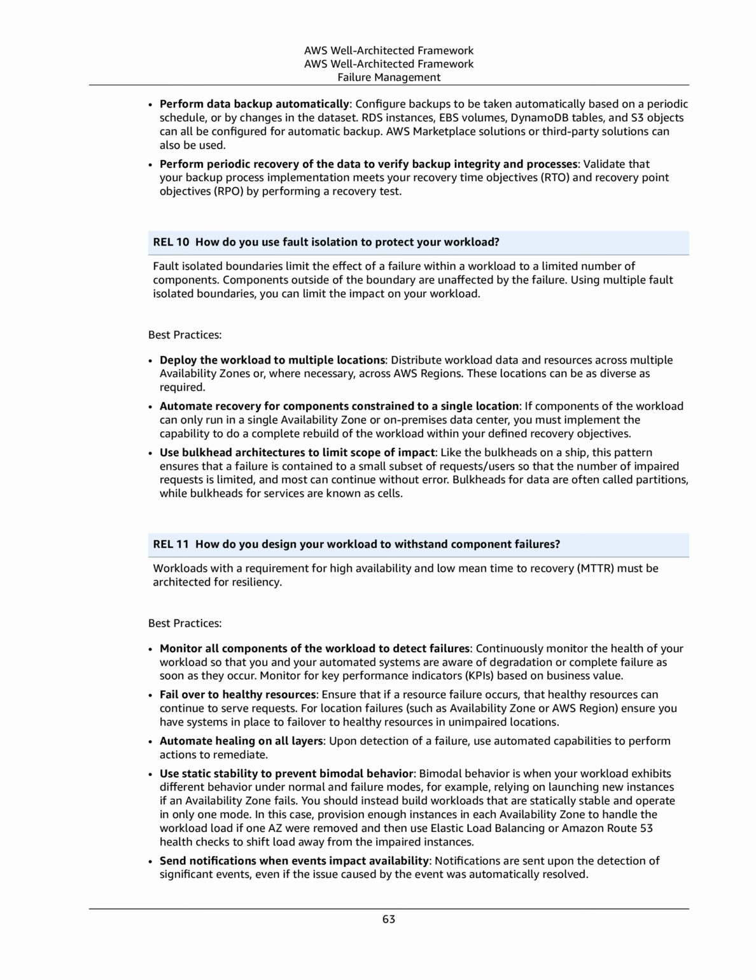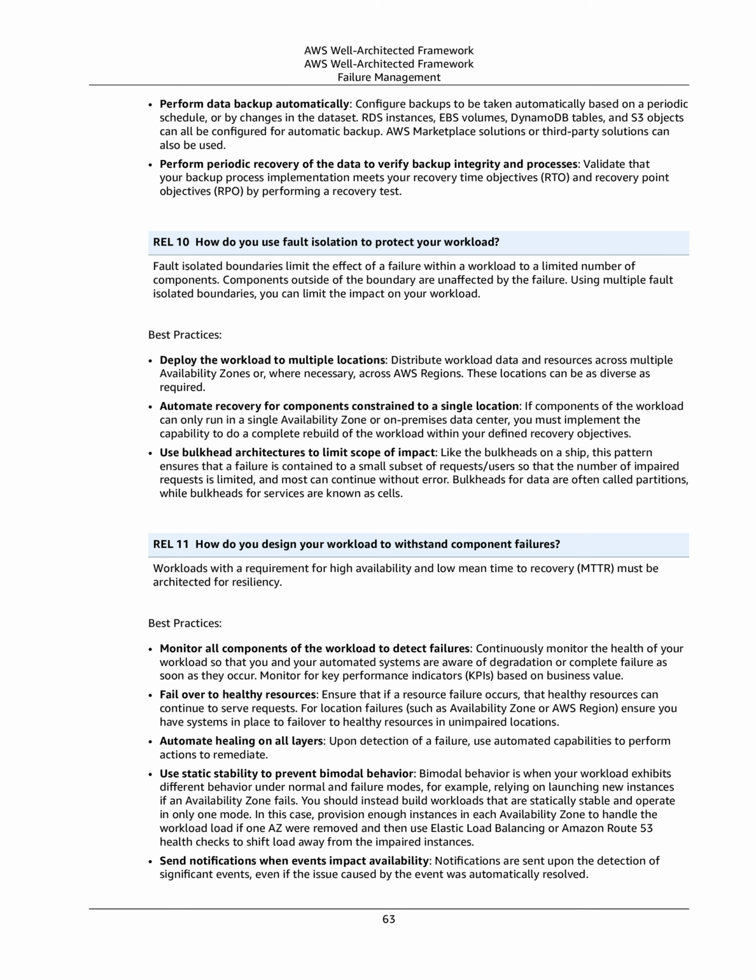Fault-isolated boundaries limit the effect of a failure within a workload to a limited number of components. Components outside of the boundary are unaffected by the failure. Using multiple fault-isolated boundaries, you can limit the impact on your workload. Best practices: deploy the workload to multiple locations. Distribute workload data and resources across multiple availability zones or, where necessary, across AWS regions. These locations can be as diverse as required.